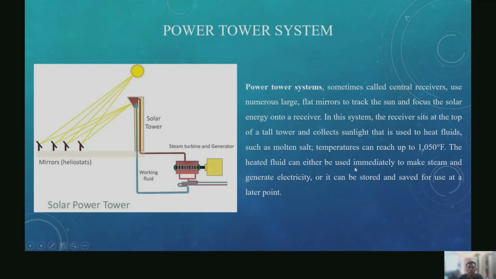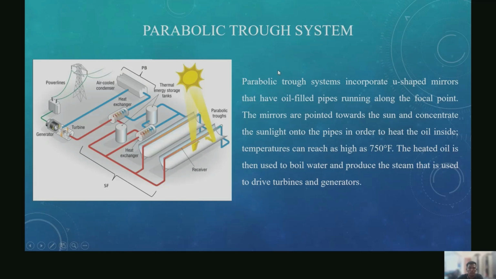The heated fluid can either be used immediately to make steam and generate electricity, or it can be stored and saved for use at a later point. For parabolic trough systems, they incorporate U-shaped mirrors that have oil-filled pipes running along the focal point. The mirrors are pointed towards the sun and concentrate the sunlight onto the pipes in order to heat the oil inside. Temperatures can reach as high as 750 degrees Fahrenheit. The heated oil is then used to boil water and produce steam that is used to drive turbines and generators.